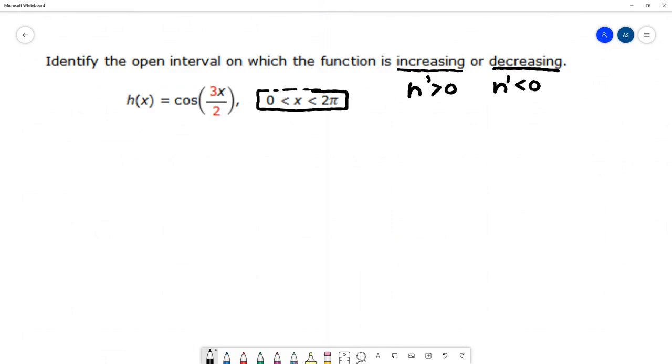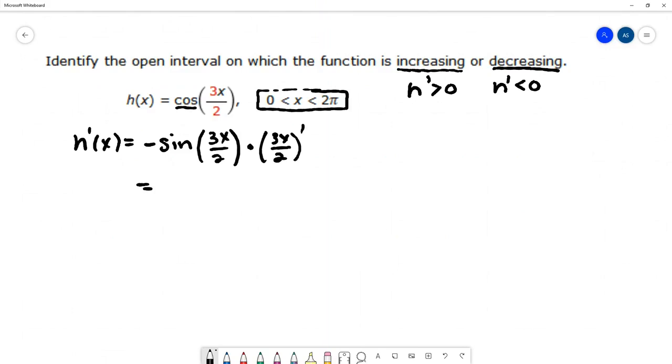So we're going to start by calculating the derivative of this h of x equals cosine of 3x over 2. To calculate the derivative, I'm going to use the chain rule. With the chain rule, we calculate the derivative on our outside function first. So derivative of cosine is negative sine. We're going to leave the inside the same, but we need to chain by multiplying by the derivative of the inside part. The derivative of 3x over 2 is 3 over 2. We have negative sine of 3x over 2 times 3 over 2. So we'll write this as negative 3 over 2 sine of 3x over 2.